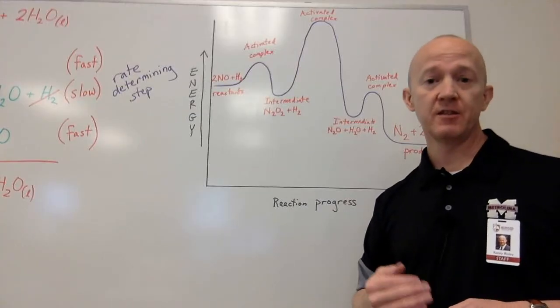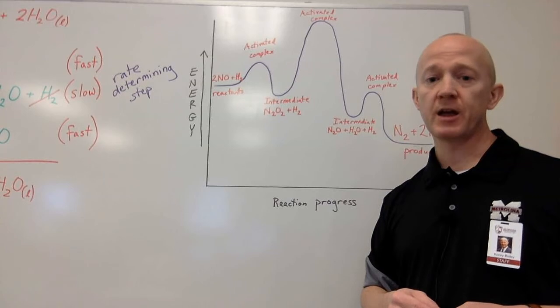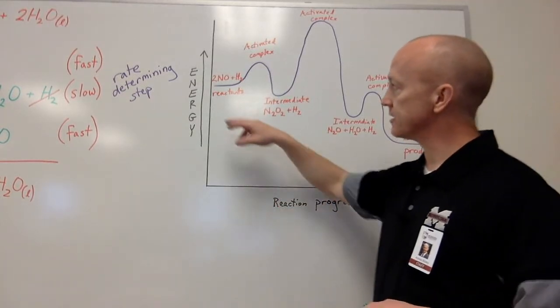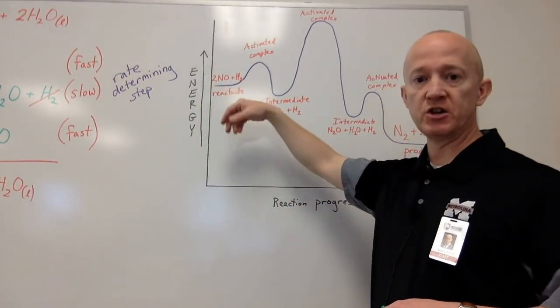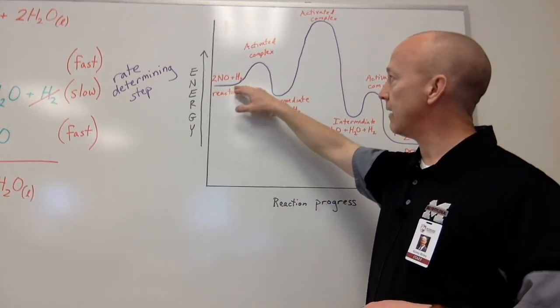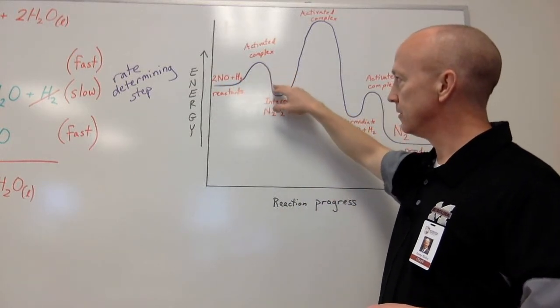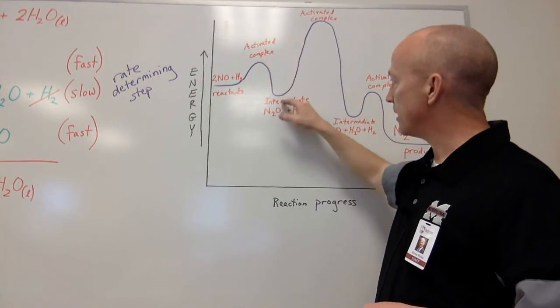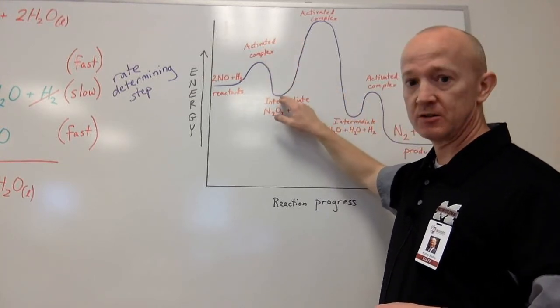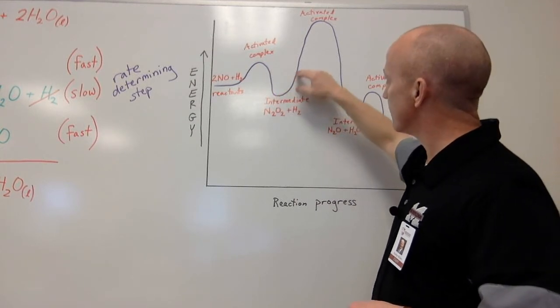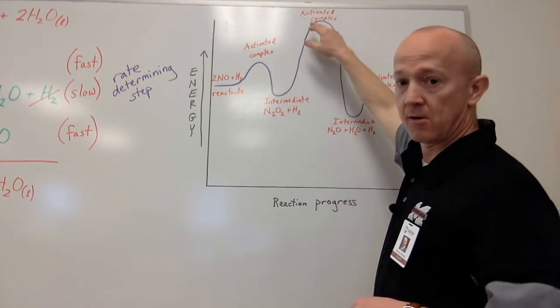We can actually see this in the energy diagram for this reaction. Here we have the energy diagram, and what I've done is I've shown you the respective energies of each step. We start with the reactants, and here we have this first fast step. Here's the activated complex from that step, and here's the intermediate stage, N2O2. Then the reaction goes into that second step.